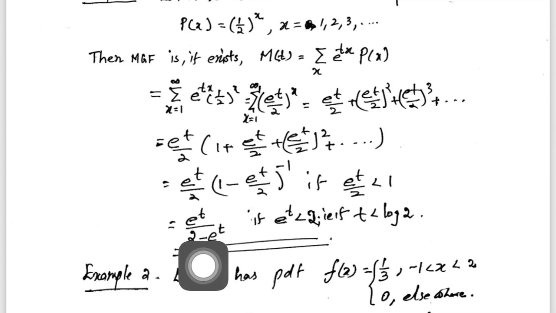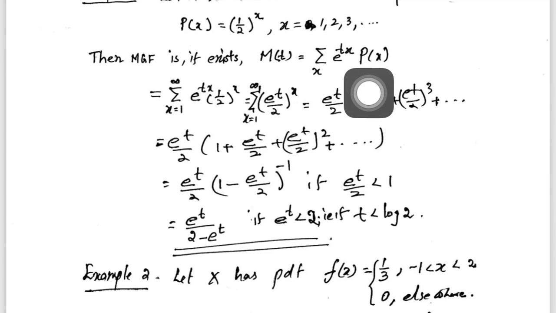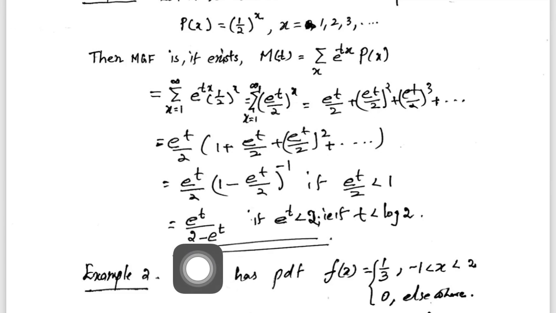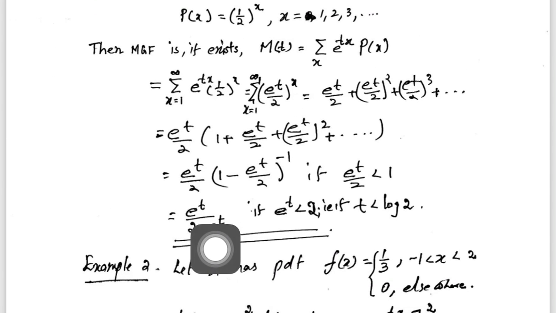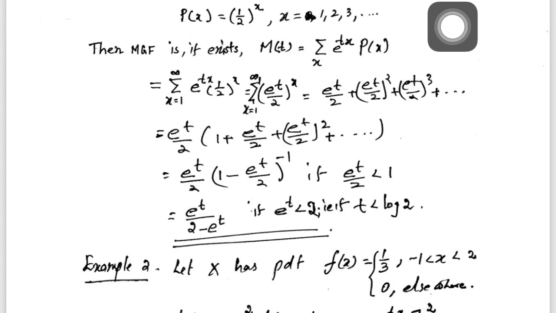Okay, so this is the MGF, and this is clearly an MGF which exists, because if you start with, instead of summation over x of e to the power of tx p(x), summation over x of modulus e to the power of tx p(x), then also you will get the same quantity which converges. So this is the MGF of the distribution given by p(x) equal to 1 by 2 to the power of x, x equal to 1, 2, 3, etc. Okay, so here we see an example in which the MGF exists, and in that case we have derived what the MGF is.